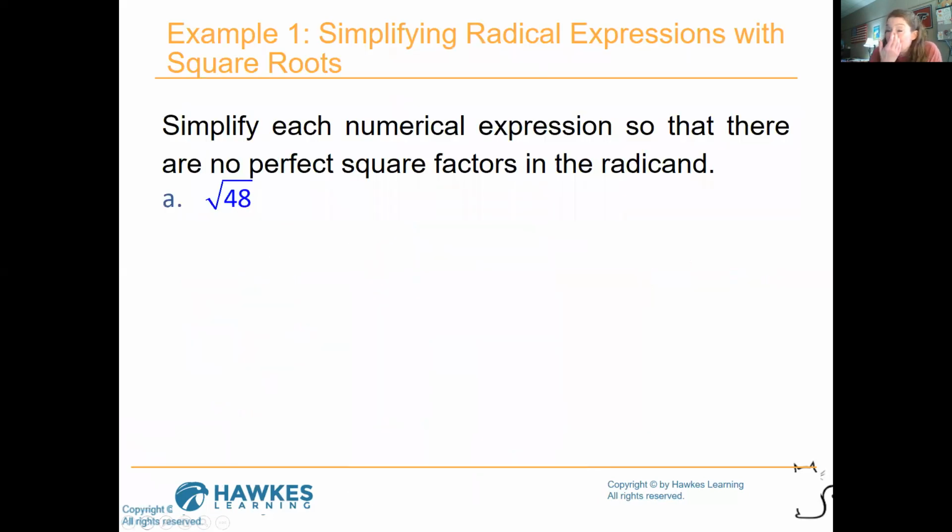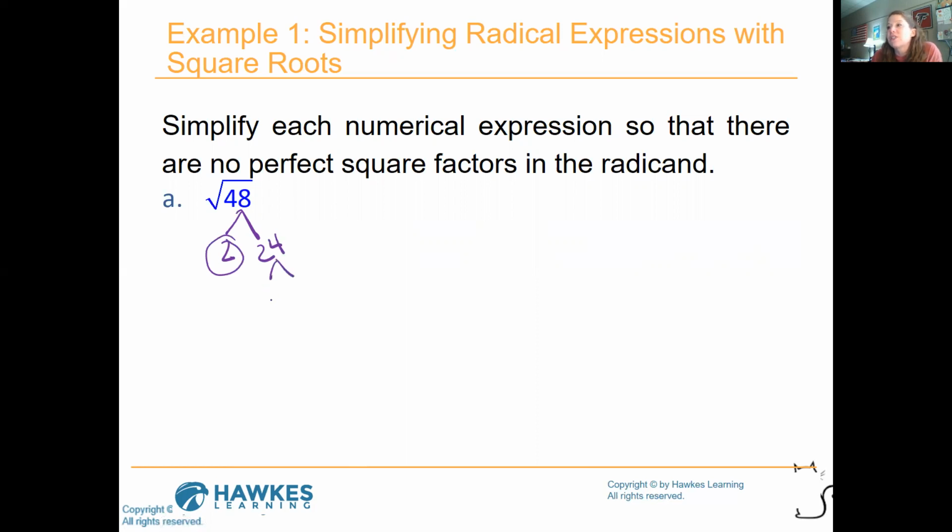However, you will not always get a perfect square, like the number 48. There's no number times itself that equals 48. So what you want to do is think, okay, well, 48 is not a perfect square, but does it have a factor that is a perfect square? Well, we can list the factors of 48. So I know that 2 times 24 is 48.